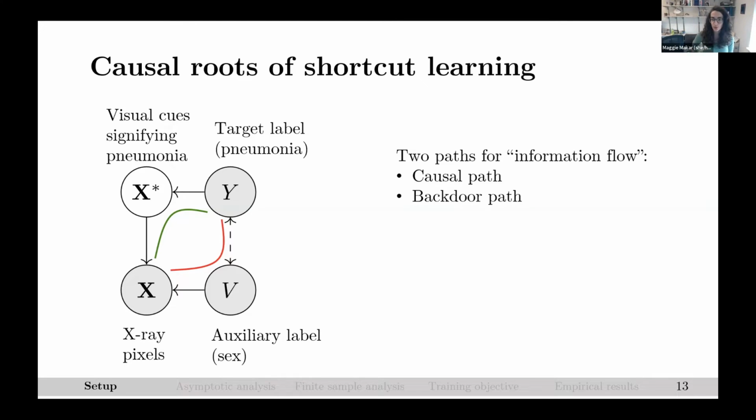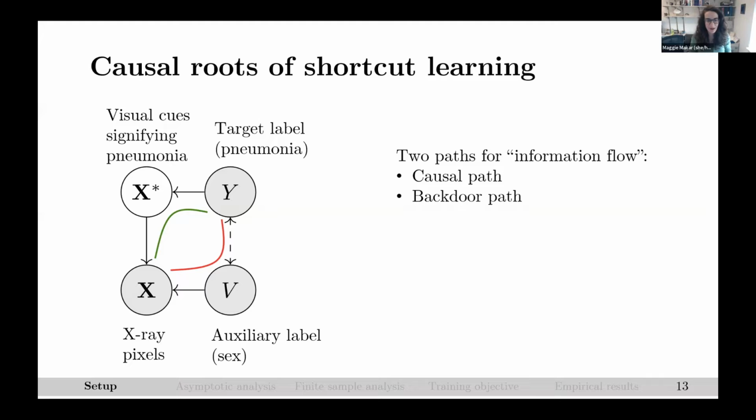So because of this backdoor path, if I'm just running a naive deep neural network that predicts Y from X, what I will get is a conflation of those two paths. I might get some causal signal, but I also will get entangled with that some of the information from this backdoor path through the auxiliary label. So far, our causal view gave us two things. The first is we're able to concretely define what is the set of invariances that we want, and we can explain why this shortcut learning happens.